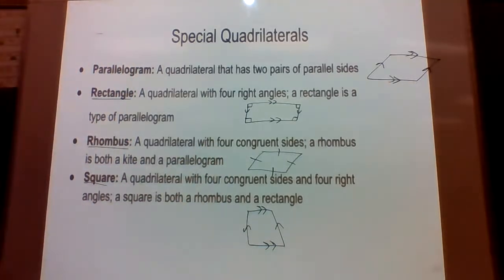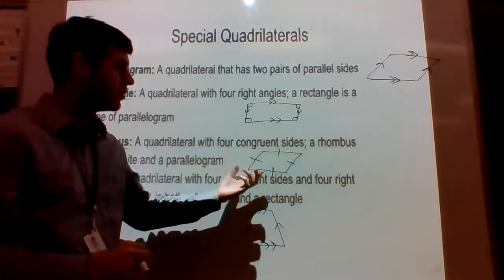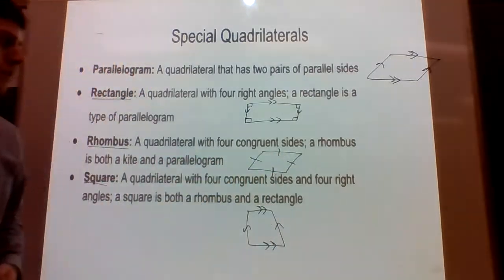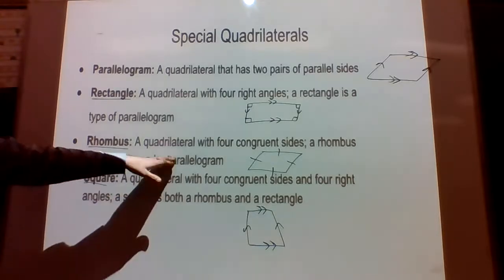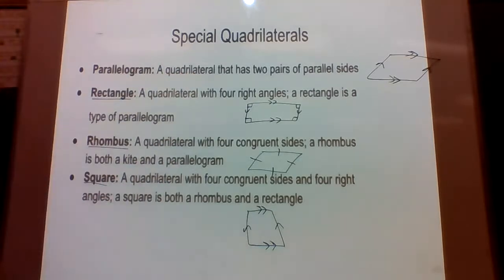That's what defines it as a rhombus. If you have a four-sided figure, a quadrilateral, where all the sides are congruent, you have a rhombus. And we know if it's a rhombus, it's going to end up being a parallelogram, because all rhombuses are parallelograms. We're not going to go through the proof of that, but that's going to be the case.